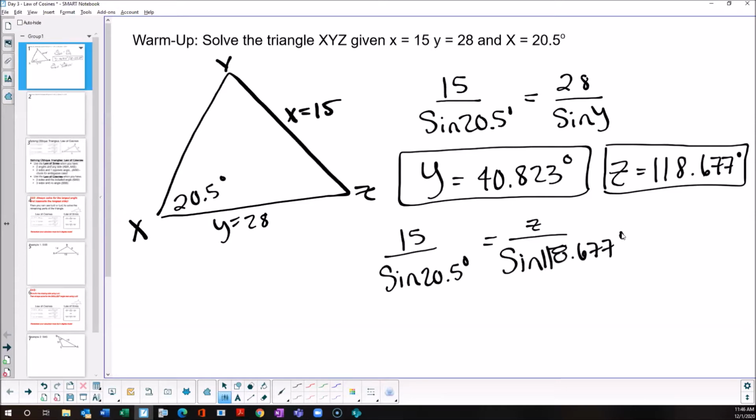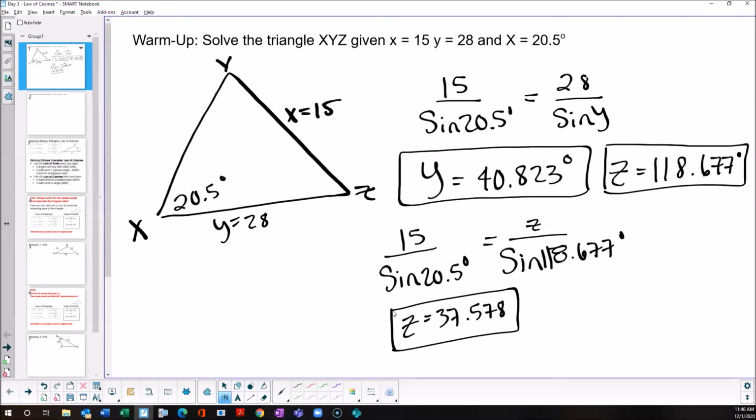So what do we get for side Z? Did you get 37.58? Yep. Okay, so is that the only possible triangle I can have? So how am I going to figure that out?